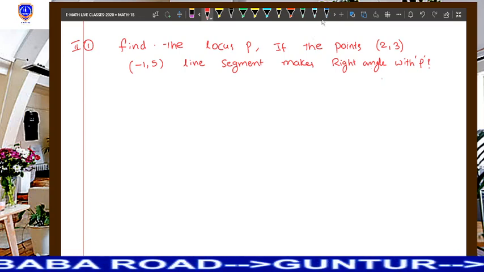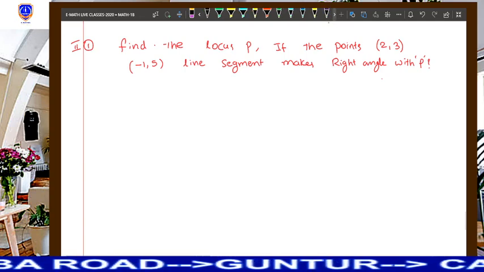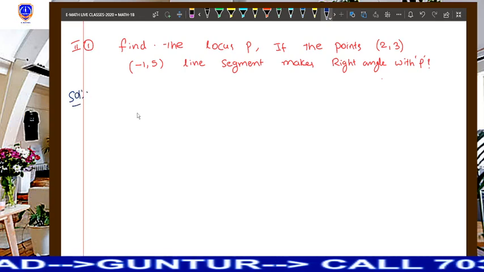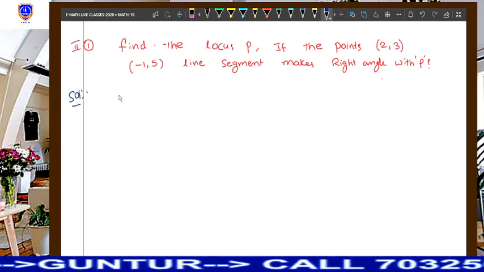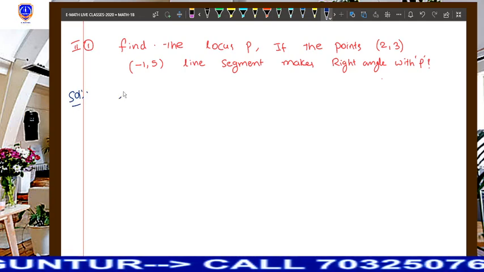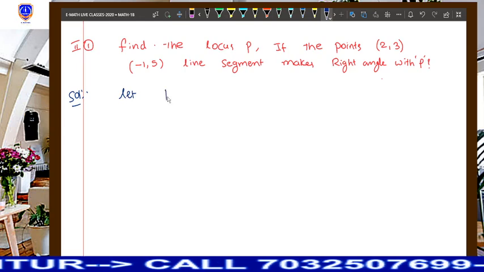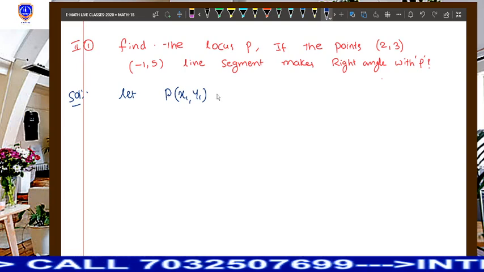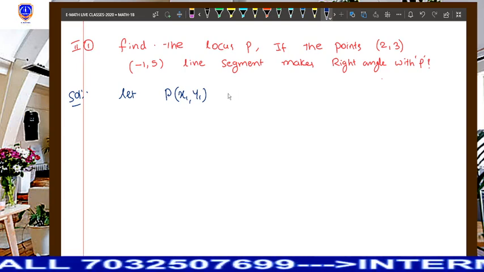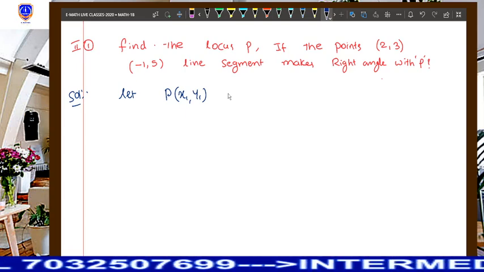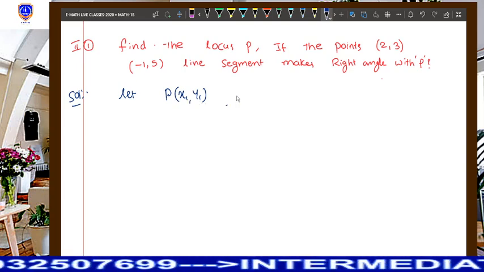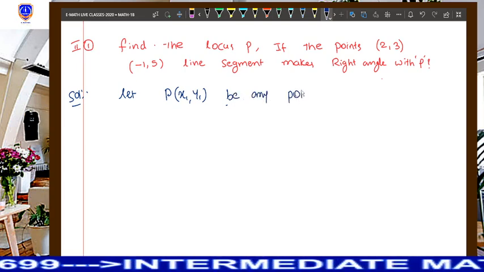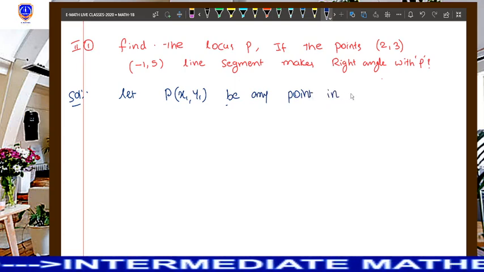Now, first of all, we have to write the first step for this entire topic. We already did it in so many problems in this topic. So write down, let P(x1, y1) be any point in the locus. This is the first step you have to present in every question from this topic, locus. Okay? Let P(x1, y1) be any point in the locus. Fine.